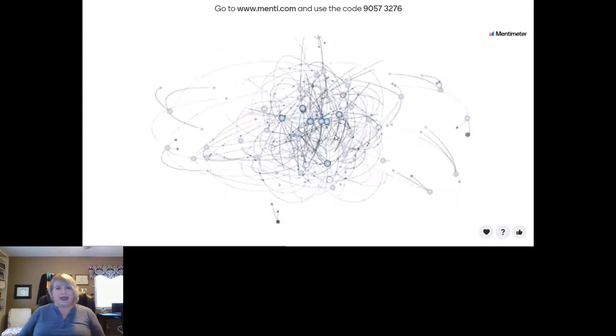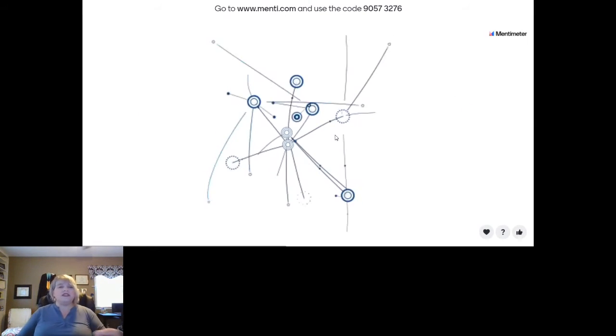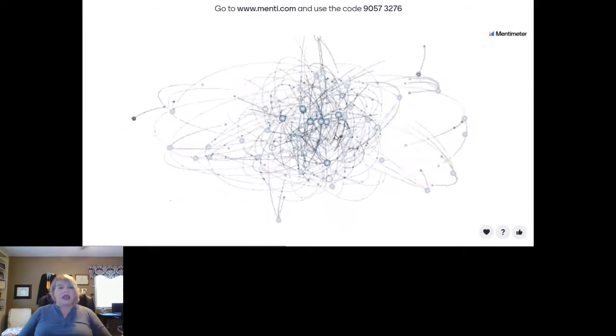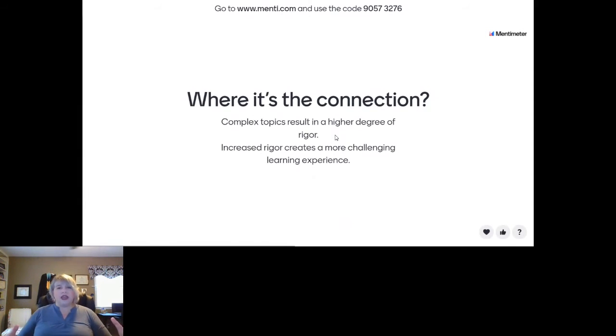So how does this all connect? How does all of this data, complex learning, and empathy all connect? So complex topics require a higher degree of rigor. Imagine if my students did not demonstrate adequate competency to transfuse a compatible unit of blood into a patient. The outcome would be disastrous for a patient. And we don't want that, obviously.